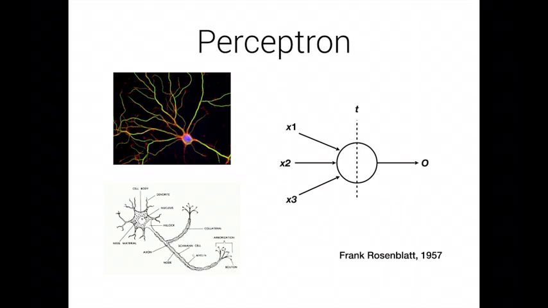So they devised simple computational devices made up of inputs, here represented by x1, x2, x3, and then a threshold, and then an output represented by O. And the idea is if you get enough inputs to overcome the threshold, then you will get an output. Otherwise, you won't.